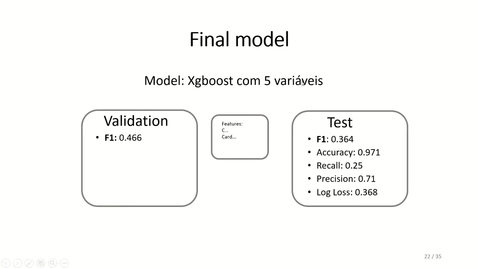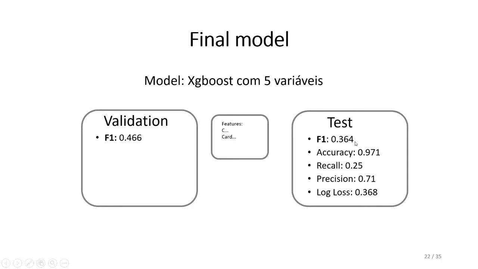So this is the result, the XGBoost with the selection of features, the features related to card and the C features that I can try to explain later. And here we have a validation with an F1 score of 466. And on the test set, the F1 is a bit lower than the validation. So this might raise a red flag about why this is happening. Why is it not so close to the validation score?